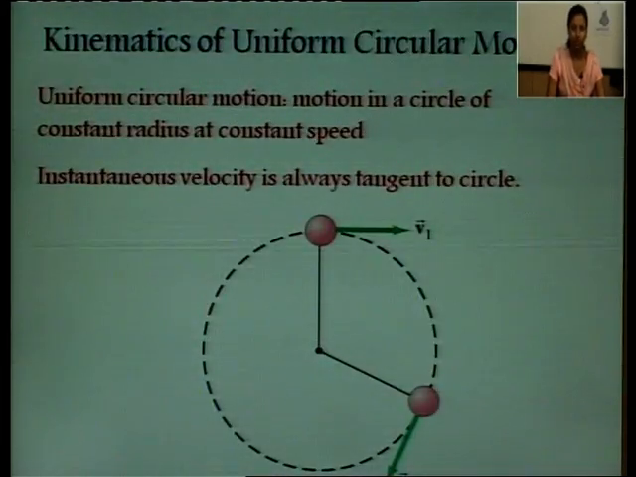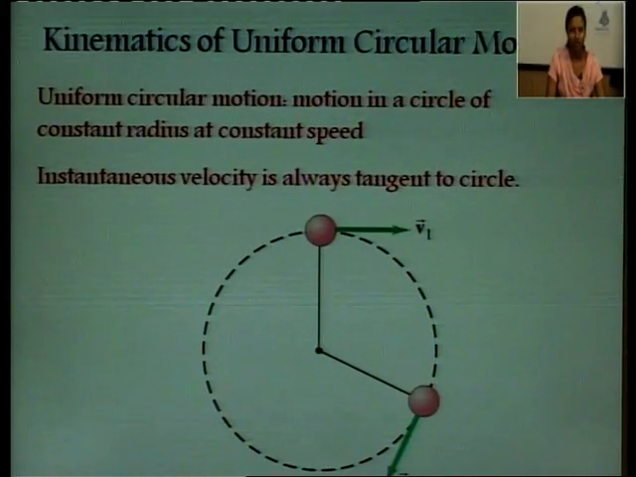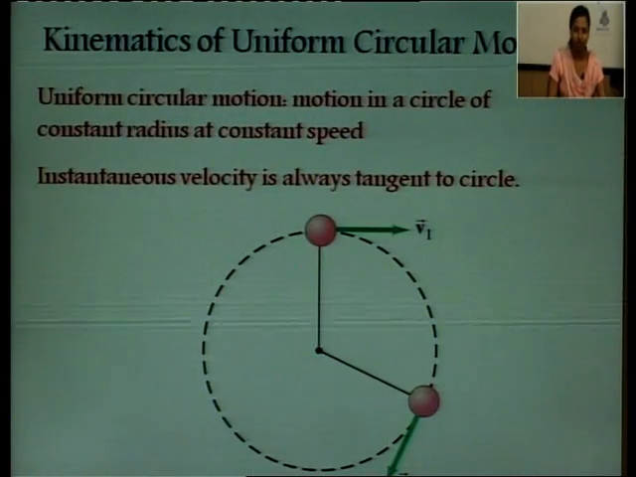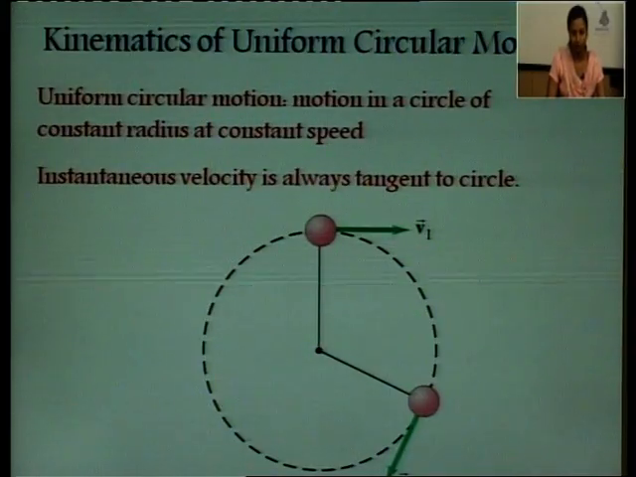So, next we come to uniform circular motion. Uniform circular motion is a type of motion in a circle of constant radius but at constant speed. So, the instantaneous velocity is always tangent to the circle, like we have shown here the direction of velocity, it is always tangent to the circle, perpendicular to the radius of the circle. So, velocity at the first point is v1, which is tangent to the circle, and similarly v2.